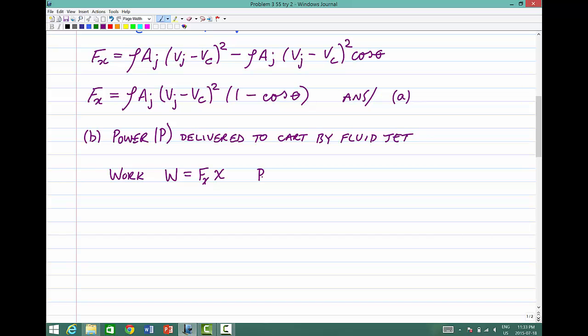So then power, P, is the time rate of work. So if we take the derivative of this expression here, Fx times dx/dt. Now dx/dt is just the velocity of the cart. So it's Fx, the force in the x direction, times the velocity of the cart.